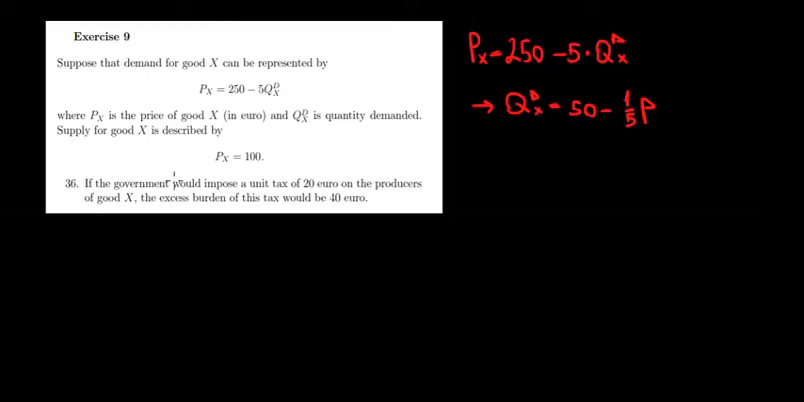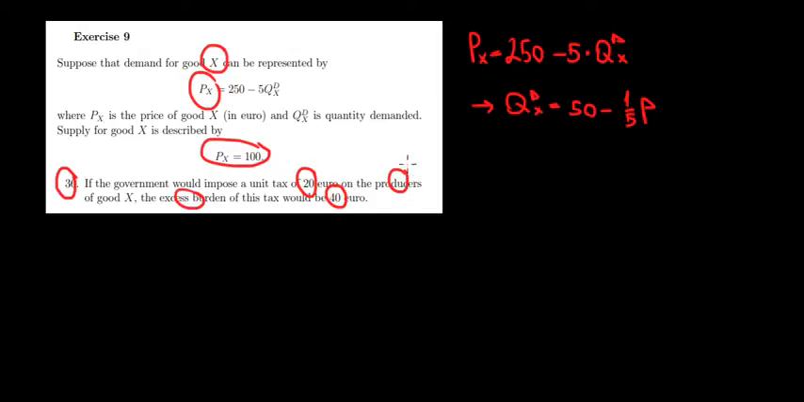Let's have a look at question 36 now. So what do we have here? We have demand for good X represented by this function. Okay, we have the price, we have the quantity demanded. The supply is given by price of X equals 100. Now, if the government imposes a unit tax of 20 euros on the producers, then the excess burden will be 40 euros. Is this true or false?